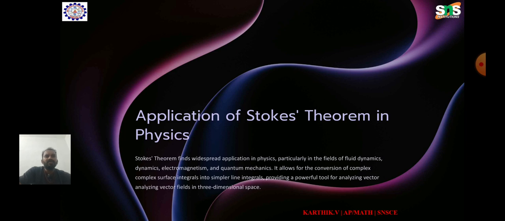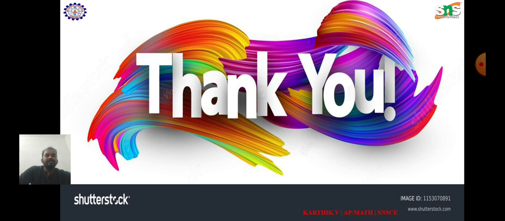Application of Stokes' theorem in physics. Stokes' theorem finds widespread applications in physics, particularly in the fields of fluid dynamics, electromagnetism, and quantum mechanics.